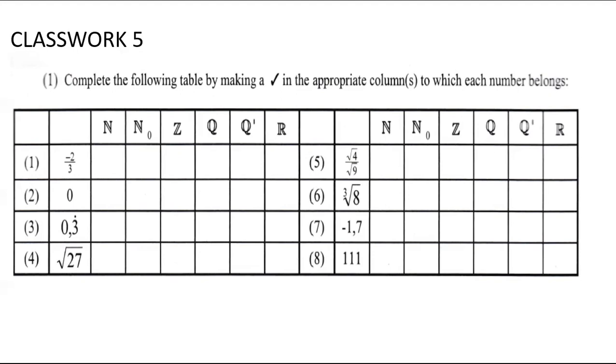For instance, if you have negative 2 over 3, that is simply a rational number. So I'll just click on the rational numbers. And it is also a real number. If it's a rational number, it is also a real number. 0 is a whole number. It is an integer. It is a rational number. It is a real number. Note that a number cannot be irrational and rational at the same time. It can only be one. Okay, please do the rest.